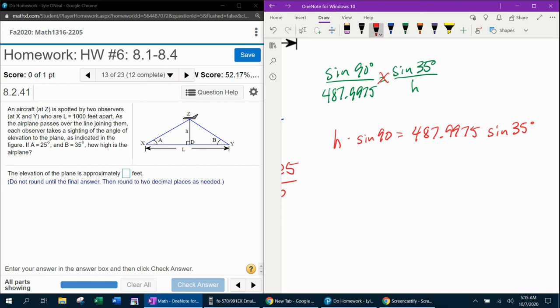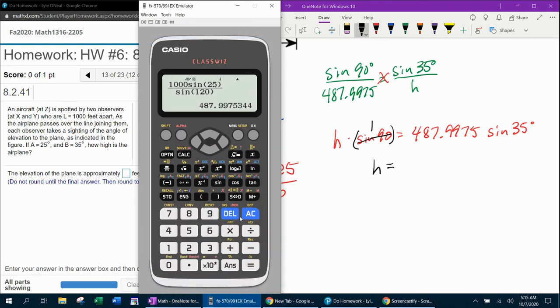Now, what I'm about to tell you is nice. Sine of 90 is 1. And 1 times h is h. So really all I need to do to calculate this answer, I don't even need to do a fraction. I just need to do 487.9975 sine of 35, and I'm done.